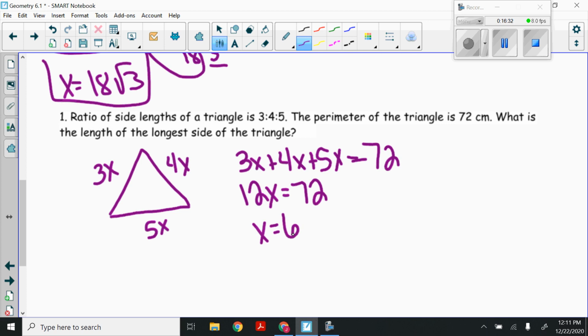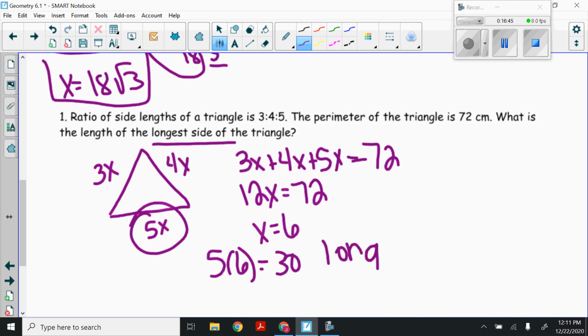Remember, that's not my answer because they asked me what's the longest side. The longest side had the ratio of 5x. So the longest side, 5 times 6, is equal to 30. So my longest side, and I have to have units, is 30 centimeters.